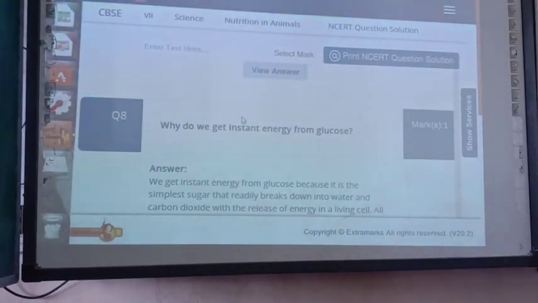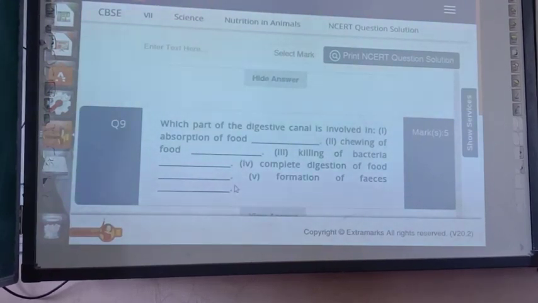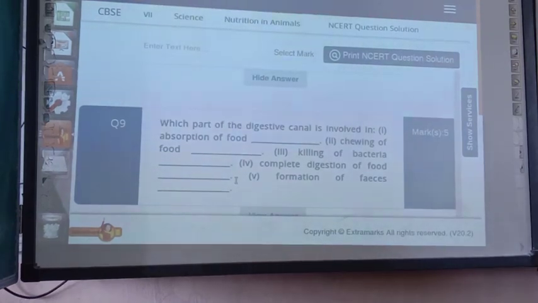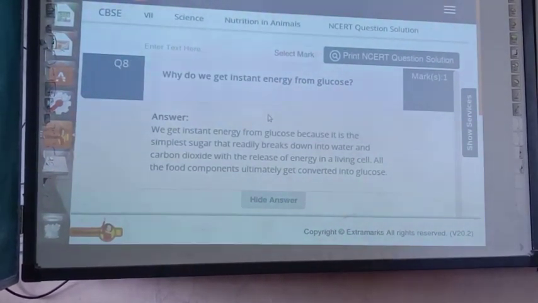Why do we get instant energy from glucose? So just see, we get instant energy from glucose because it is the simplest sugar that readily breaks down into water and carbon dioxide, with the release of energy in a living cell. Okay, just see here.